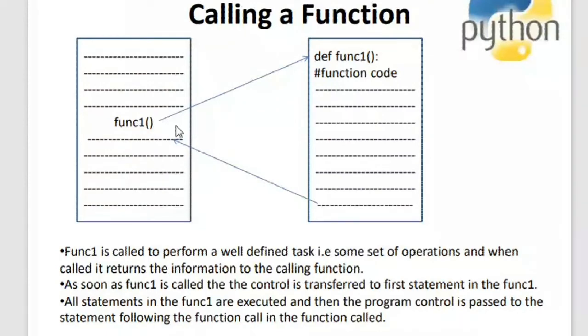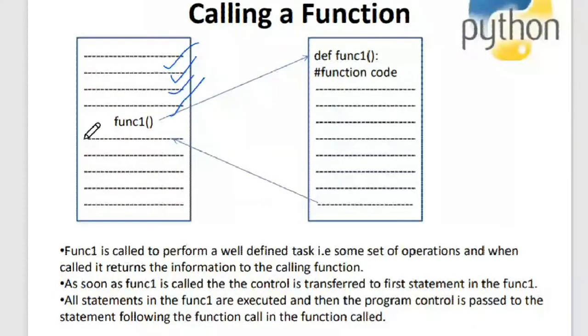So what will happen now? The program is executing sequentially line by line. The first line is executed, the second line is executed. This is the first line, this is the second line, this is the third line, this is the fourth line. After the fourth line, I have a function call. As soon as I said function 1 and parentheses, this is called a function call.